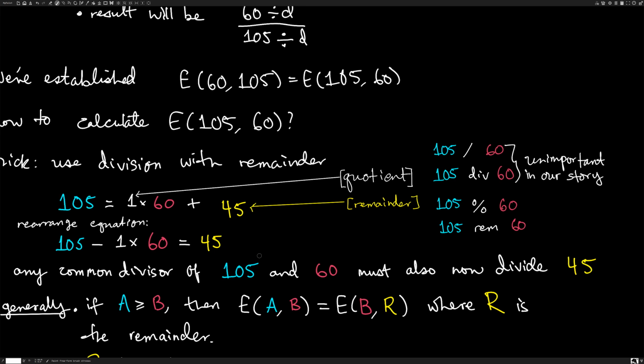60 is equal to 45. Well, now it's obviously true that any common divisor of 105 and 60 must also divide 45. So anything that divides both 105 and 60, here's a way to think about it: A divides B precisely when the remainder of B divided by A is 0. That's a way to think about it, if you need a definition. So any common divisor of 105 and 60 must also divide 45.